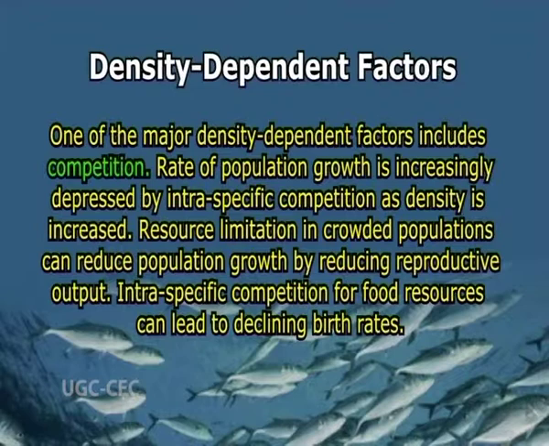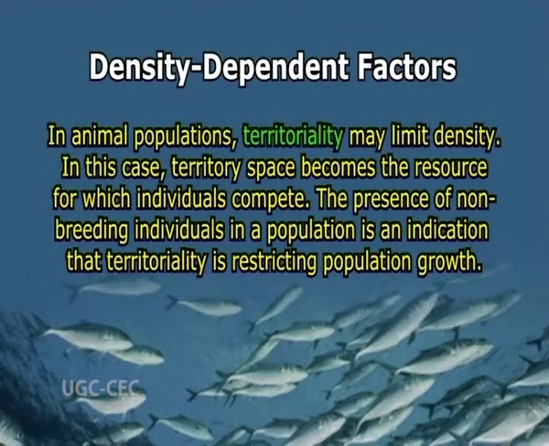Resource limitation in crowded populations can reduce population growth by reducing reproductive output. Intraspecific competition for food resources can lead to declining birth rates. In animal populations, territoriality may limit density. In this case, territory space becomes the resource for which individuals compete. The presence of non-breeding individuals in a population is an indication that territoriality is restricting population growth.